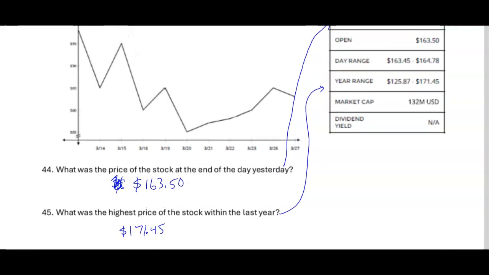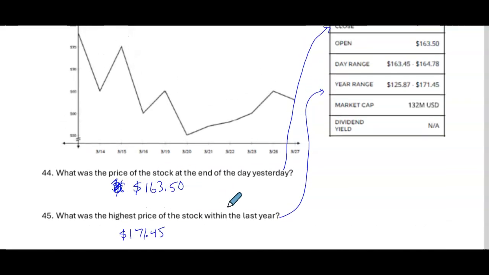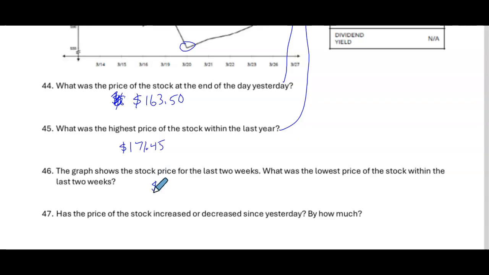Okay, the graph shows the stock price for the last 2 weeks. What was the lowest price of the stock within the last 2 weeks? All right, well, to find that, let's just find the lowest point on the graph, and that would be right here, which if I look across here, it looks like it is at 150, maybe 155, because it looks like it's going by fives, by increments of 5. So I think this looks like 160, so I think that's 155. So we'll say 155 here.